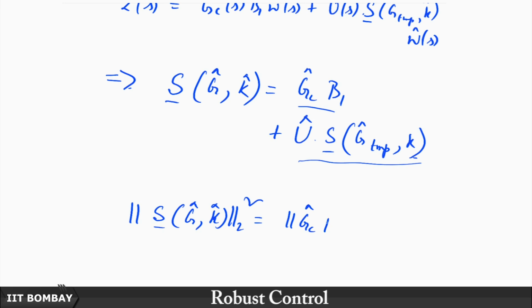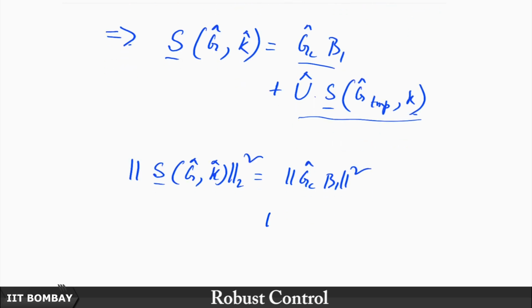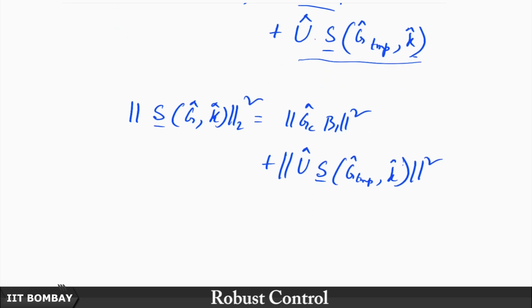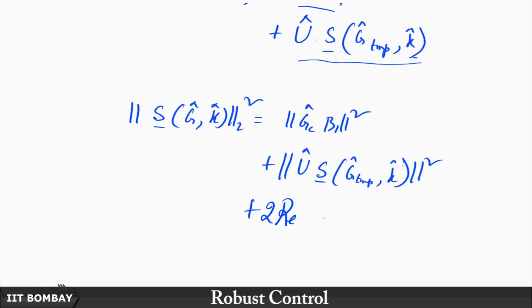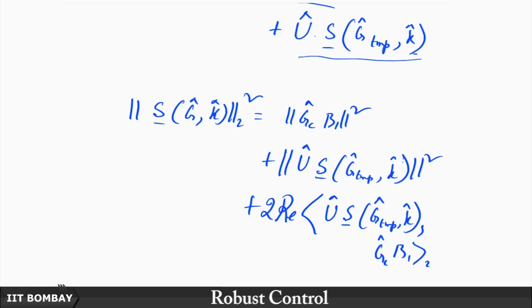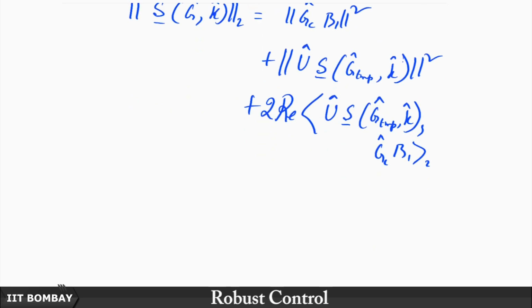this is very standard, you can check in any inner product space, plus the norm of U hat, the star product of G hat TMP K hat norm plus twice the real part of the inner product of U hat S bar, this is the star product of G hat TMP K hat with GC hat B1. Okay.